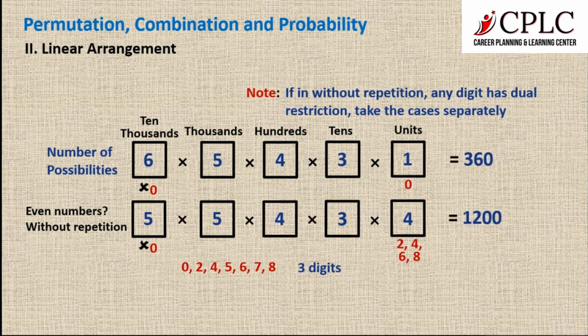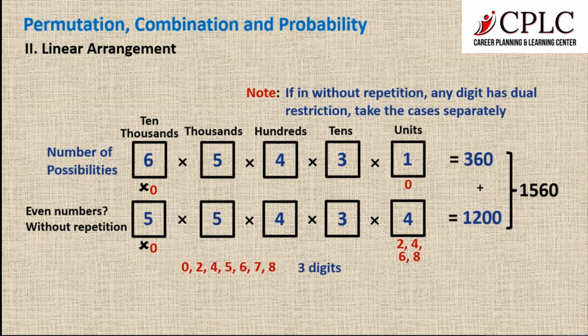Either first or second, and 'or' means addition. 360 plus 1200, the final answer to this question is 1560. So there are 1560 five-digit even numbers that you can form using the given 7 digits, provided repetition is not allowed.